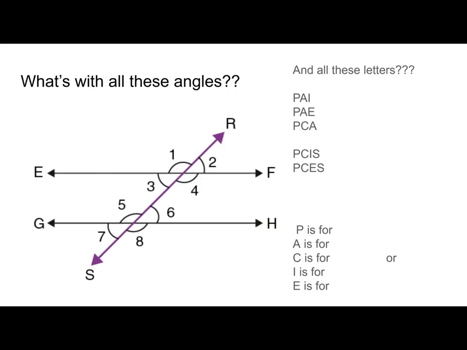So you're going to look at this diagram and you're going to be like, whoa, that's a lot of angles. What's going on with all these? And then you get all these letters too. But I think the most important part right now is just understanding what each one of these letters means. I think the easiest one for now is just to say, hey, the P in all these is for parallel.